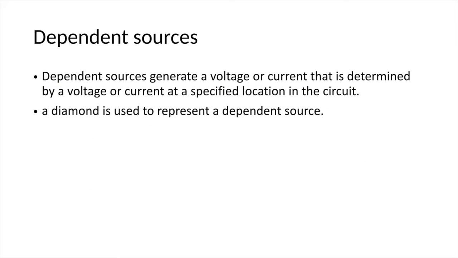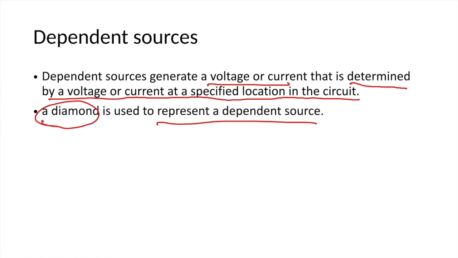So we just introduced the independent sources. Next we will introduce dependent sources. The dependent sources generate a voltage or current that is determined by a voltage or current at a specified location in the circuit, and we use a diamond to represent dependent sources.